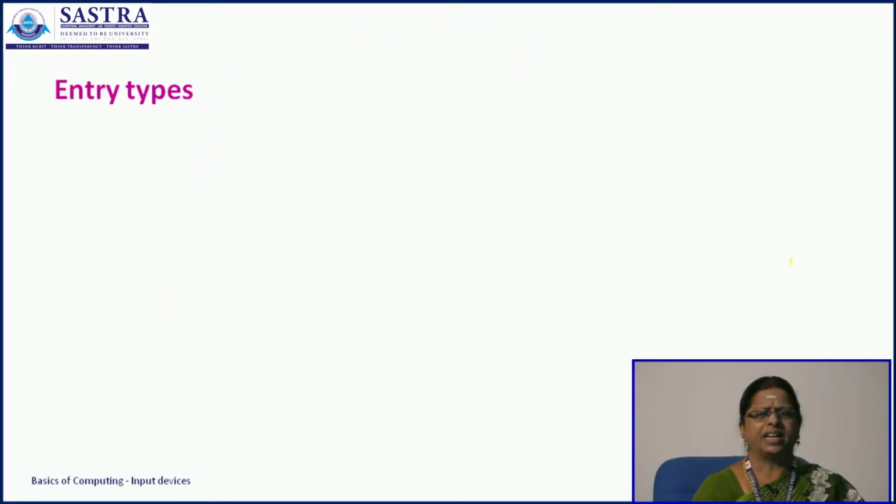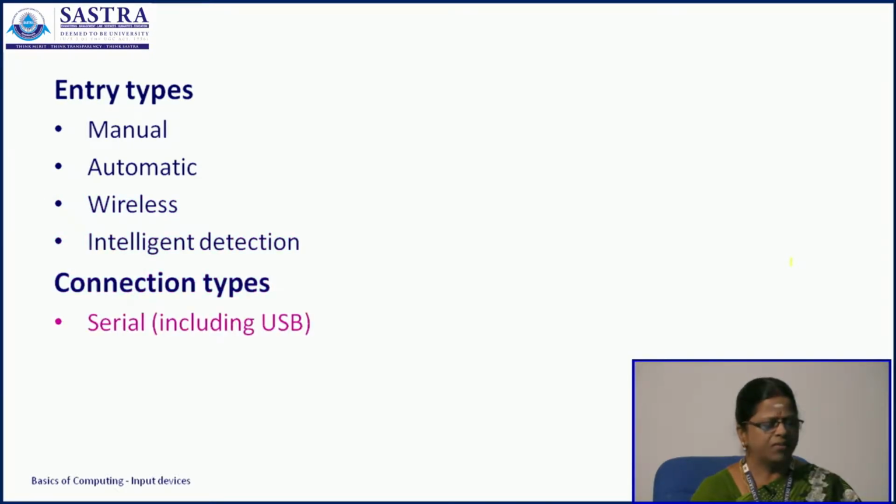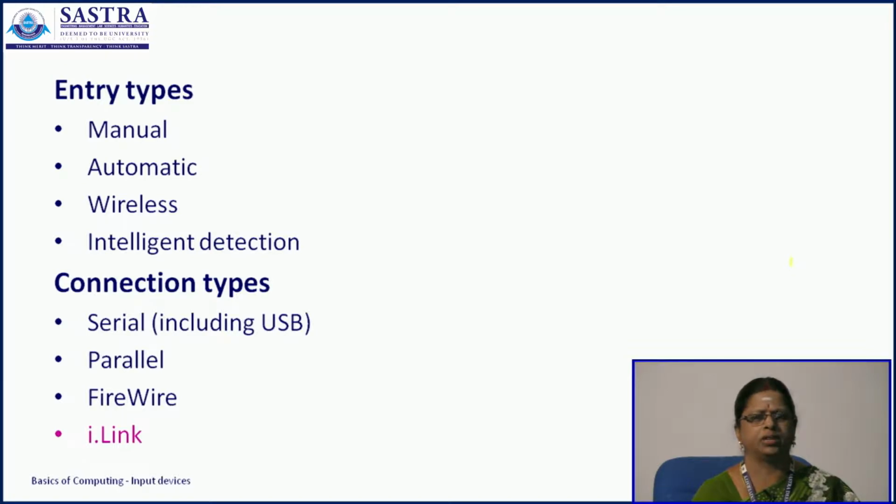Based upon the entry type, it can be further classified into manual, automatic, wireless, and intelligent detection. Based on the connection types, we have serial ports and parallel ports. Serial ports include USB. We also have FireWire, which is used in Apple machines. We also have i.Link ports, which are used in Sony machines.